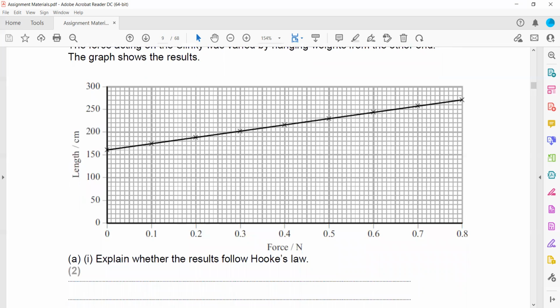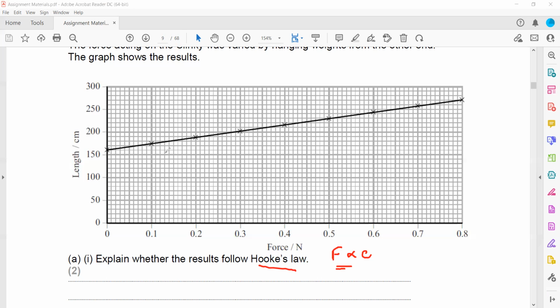So this graph is between the length and the force. The idea is that if something obeys Hooke's law, it should be a straight line passing through the origin. It is a straight line, but it is not passing through the origin. So force and length are not directly proportional. But Hooke's law is not stating that force and length are directly proportional. Hooke's law states that force and extension are directly proportional.